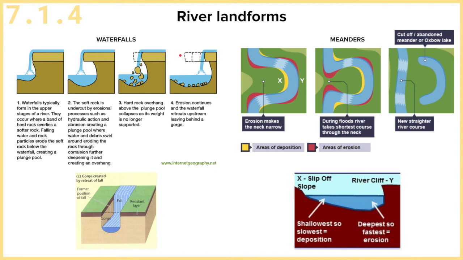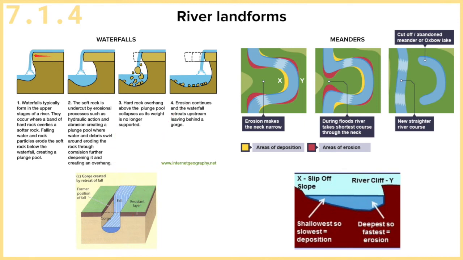And then eventually that's going to continue, and you can see over time this hard bit of rock is starting to move further and further back, and this is called a retreat. The waterfall retreats, it moves back towards the source of the river over time as more and more rock is lost and eroded away. This leaves behind what's called a gorge, and that can be represented here.